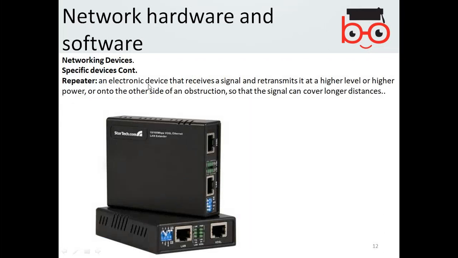Repeater, an electronic device that receives a signal and retransmits it at a higher power, or onto the other side of an obstruction, so that the signal can cover longer distances. So for example, if you have a network in your home, and you wanted your switch or your internet device connected with your laptop, and you notice that your room is very far from the actual internet device.